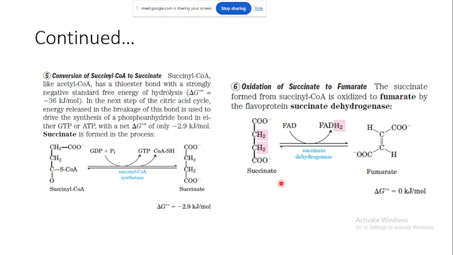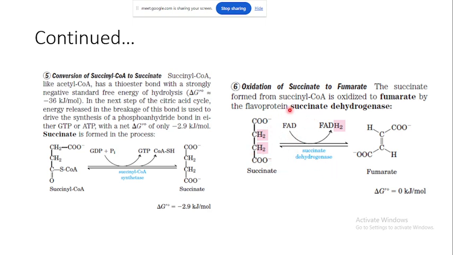This enzyme is succinyl CoA synthetase. The next step: succinate will be oxidized to fumarate by succinate dehydrogenase. So two hydrogen atoms will be removed, right? So it will be C double bond O, CH double bond CH, C double bond O minus, right? These two H will be removed. That's why it is a dehydrogenation reaction, that is an oxidation, right?